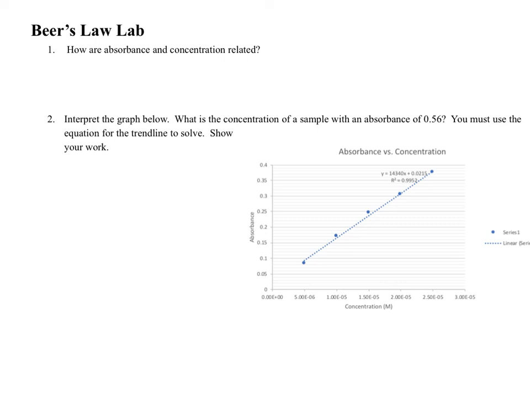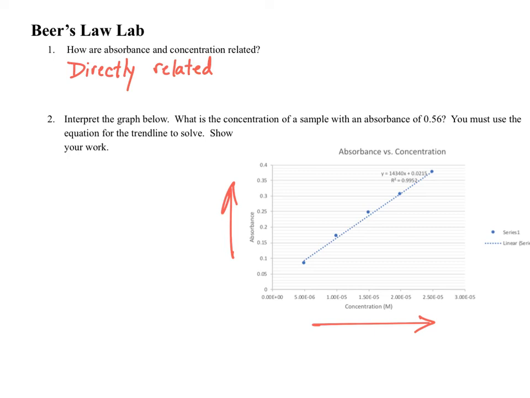All right, we have one last problem. Beer's law, that relates to the lab that we just did at the end. And we have a graph. Question 1, how is absorbance and concentration related? So if we look at the graph, the concentration goes up and the absorbance goes up. So they are directly related. When one goes up, the other one goes up in a linear fashion.